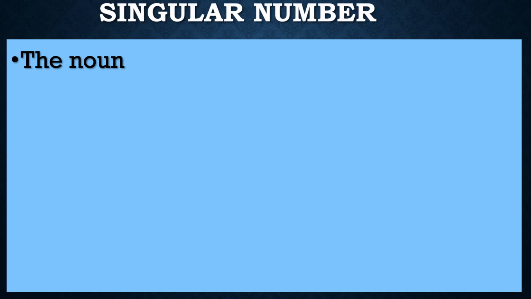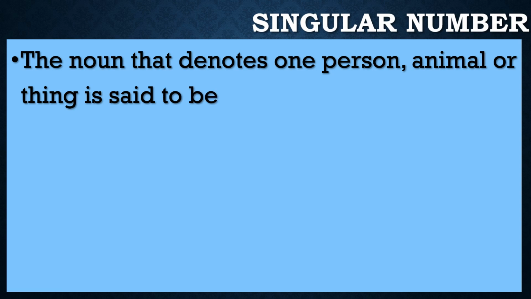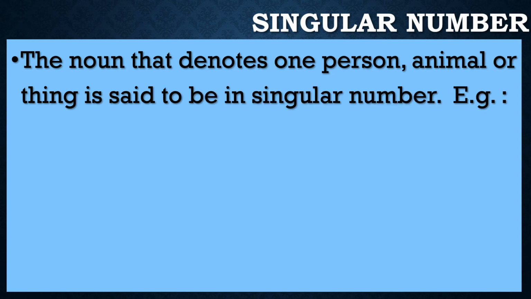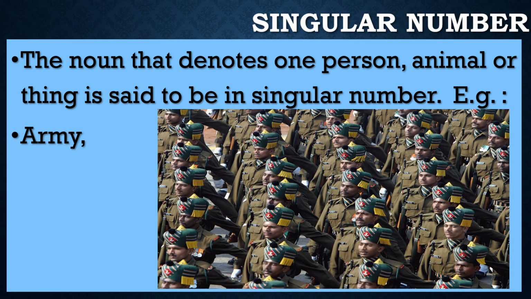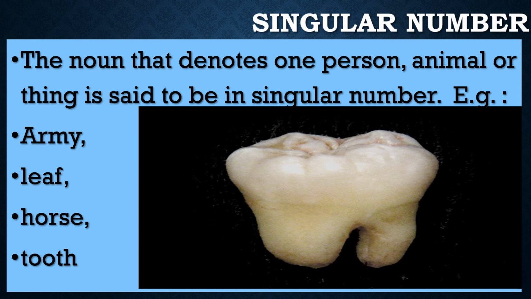Now let's understand what is singular number. The noun that denotes one person, animal, or thing is said to be in singular number. A noun, which is the name of only one thing or one person or one animal, is said to be in singular number or simply singular. Singular means single. See the examples here: army, leaf, horse, tooth.